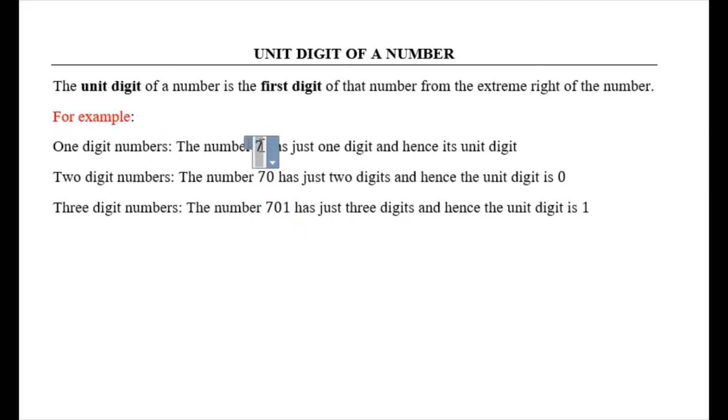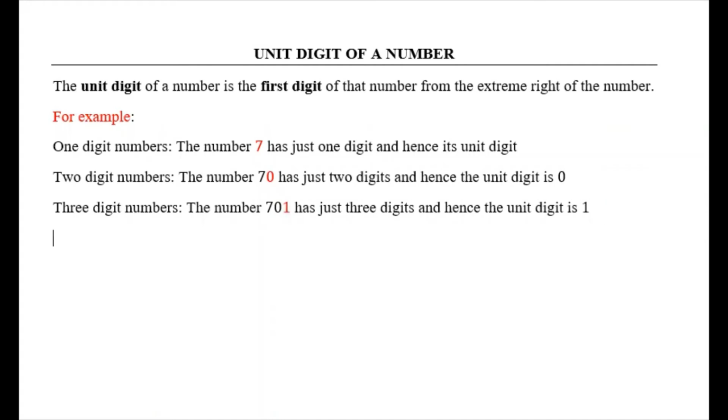So in the number 7, the unit digit is 7 because it's a 1 digit number. For the number 70, the unit digit is 0 because 0 is the first digit from the extreme right. For the number 701, the unit digit is 1 because 1 is the first digit from the extreme right.